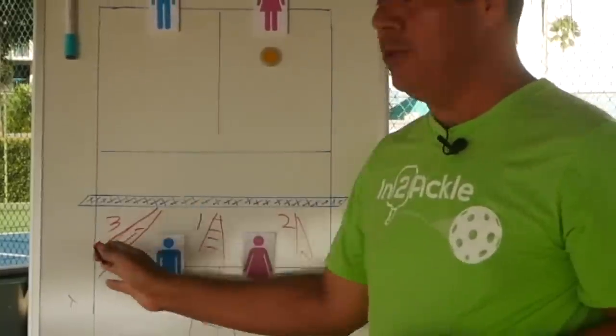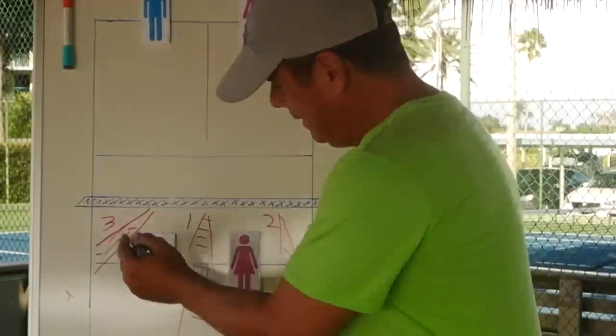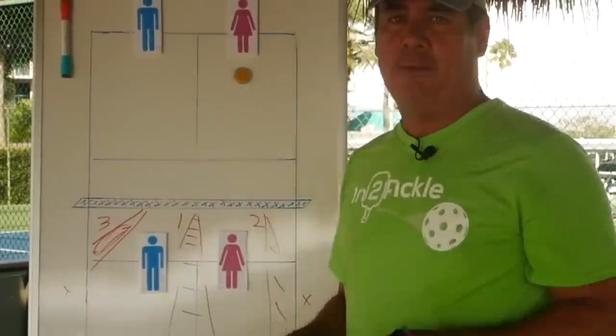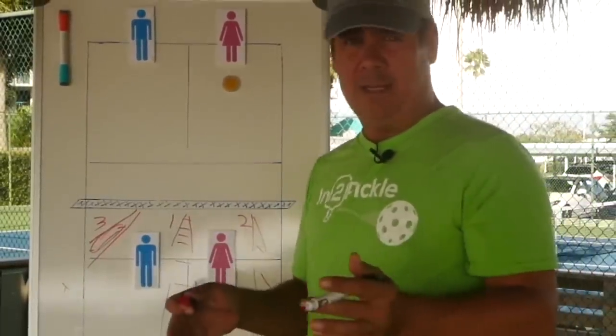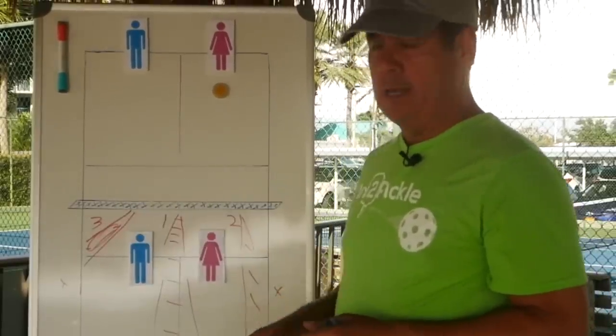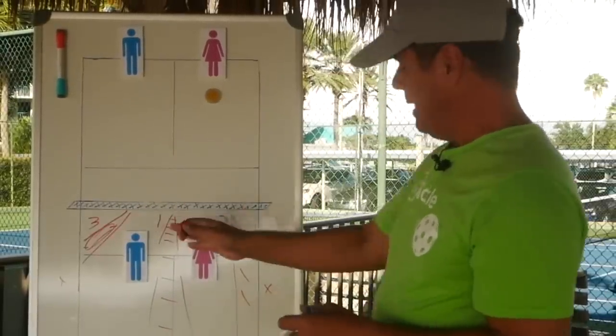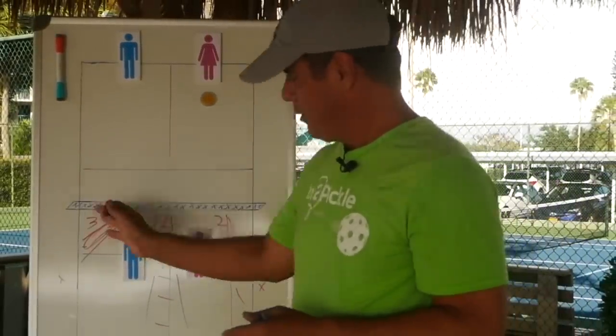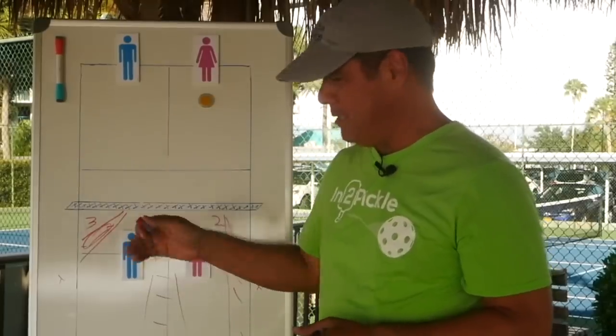If this player beats you down here with a winning shot down into this area here, that's perfectly fine. If you have to pick one area to leave uncovered, leave number 3 uncovered. Never leave 1 uncovered. Second, don't leave number 2 uncovered. 3 uncovered is fine. They can beat you there.